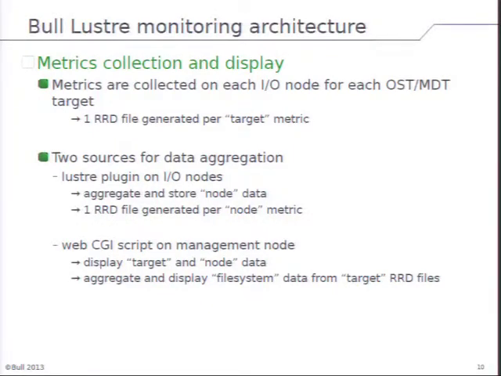This one displays one graphic per RRD file, so you have one graphic for each OST or MDT in the cluster, one graphic for each node, because we had an RRD file for each node, and an aggregation is made on the fly thanks to the RRD tool to have file system graphics.